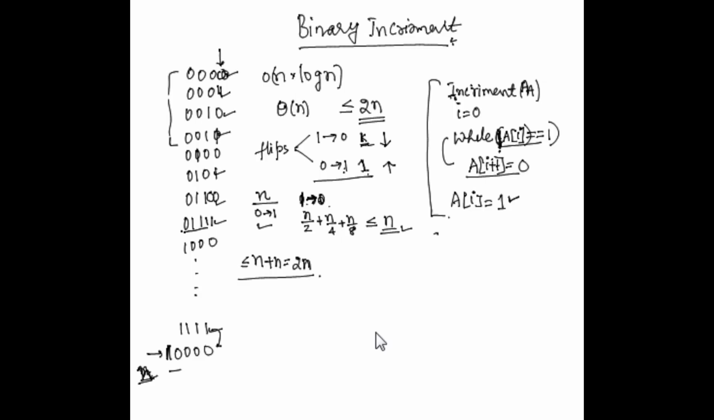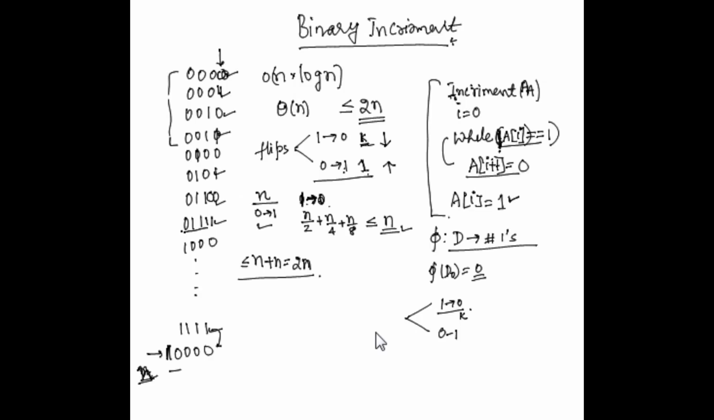Let's start with the potential function of the data structure being the number of ones in the binary increment function. Initially I start with everything being 0, so Φ(D₀) is equal to 0. Now let's see each time when I do a flip. When I do a flip of the type 0 to 1, what is the amortized cost of it? If I change 1 to 0, let's say that I do k such flips, where k is the number of times this while loop is run.